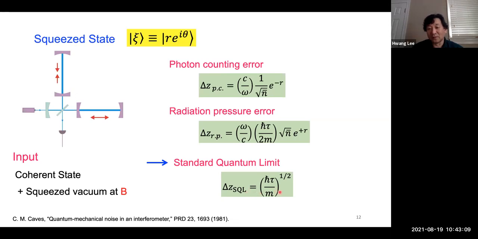That does not depend on the number of photons. So the use of squeezed state is to lower the required power of this input laser. Using the squeezed light, you could decrease the average number of photons for the optimal situation. Okay, so that's the standard quantum limit. Sometimes people use this term for the shot noise, but to be precise, the shot noise limit and the standard quantum limit are different.